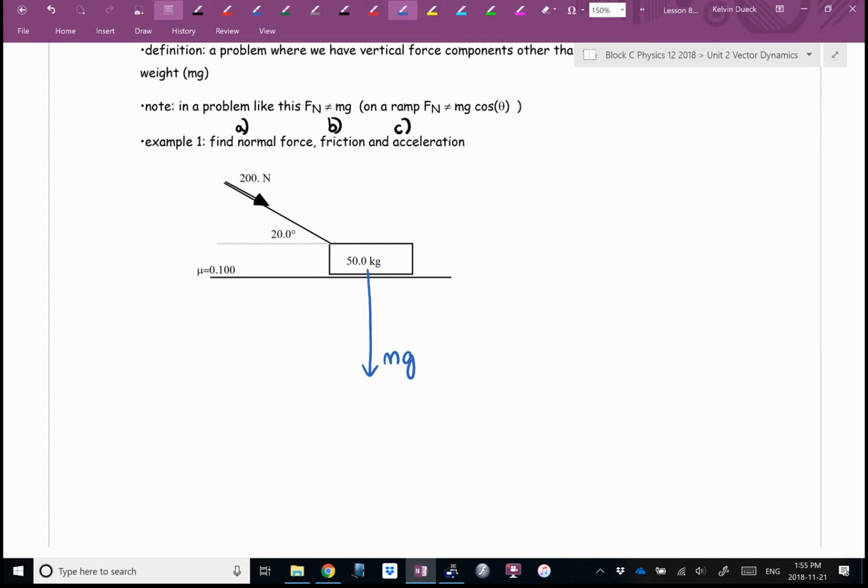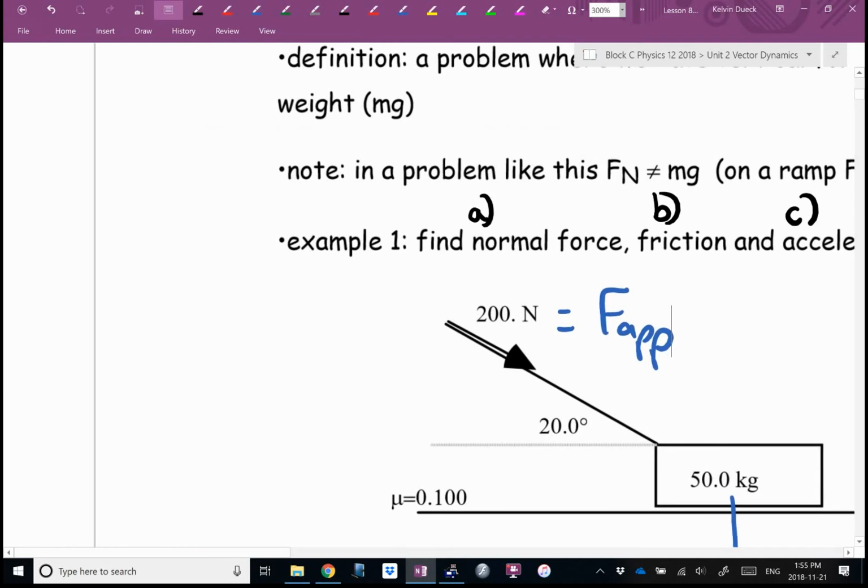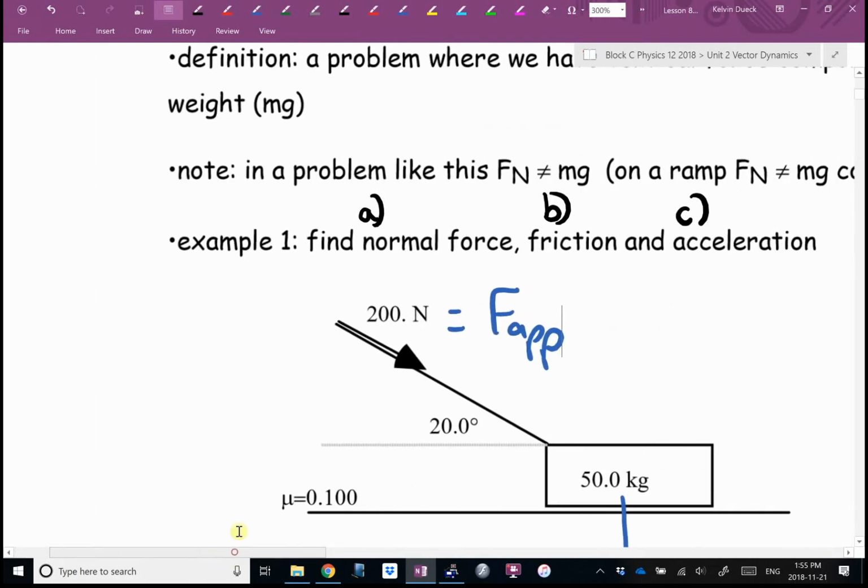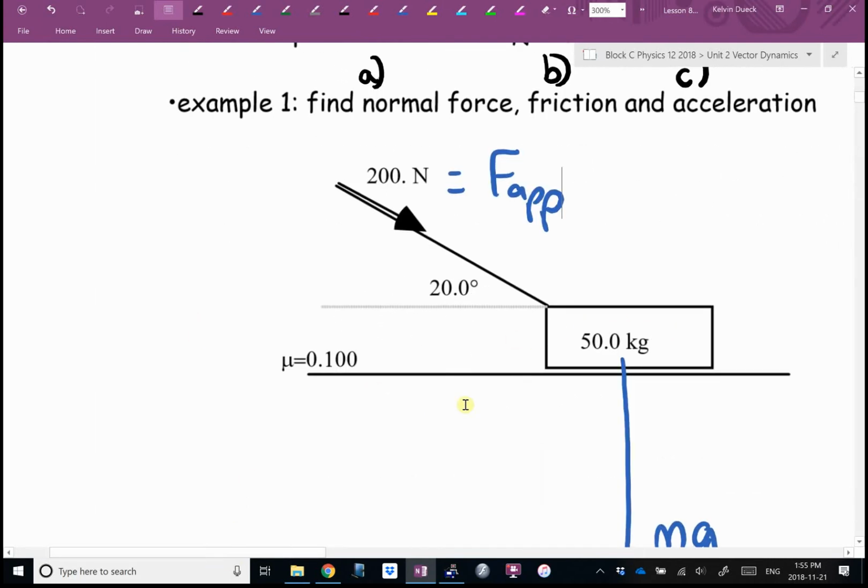So I have this 200. I'll call that an applied force, but it's at an angle. Did I say angle? Guess what this is going to be a job for? What components? Because the ground is flat and gravity is vertical, rather than parallel and perpendicular, I'm going to go back to an older notation. I'm going to break this into vertical and horizontal.